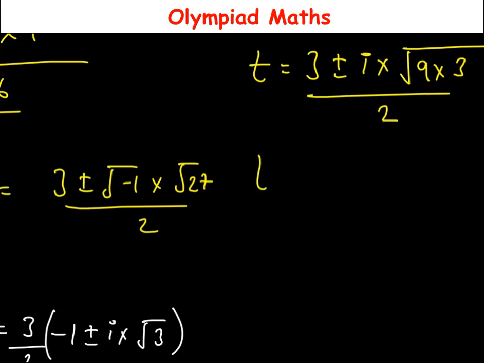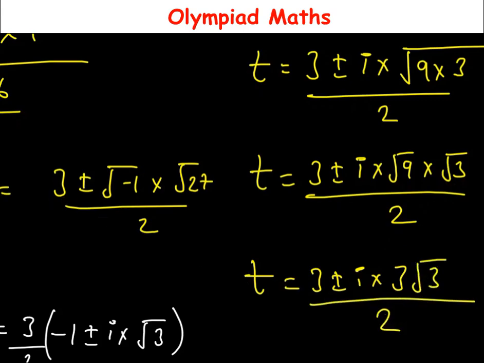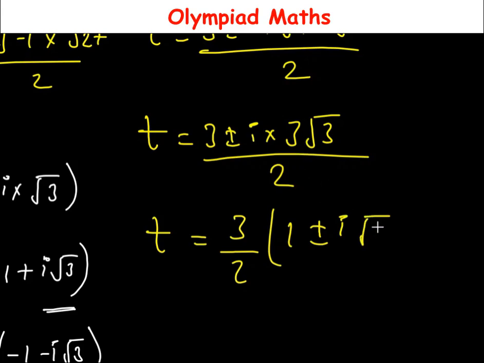So with this, t is equal to 3 plus or minus i times, this can be written as root 9 times root 3, then all over 2. So t is equal to 3 plus or minus i times root 9 is 3, then times root 3, then all over 2. From here, t is equal to, if we bring out 3 over 2, from here, it will become 1, then plus or minus i, from here, it becomes root 3.